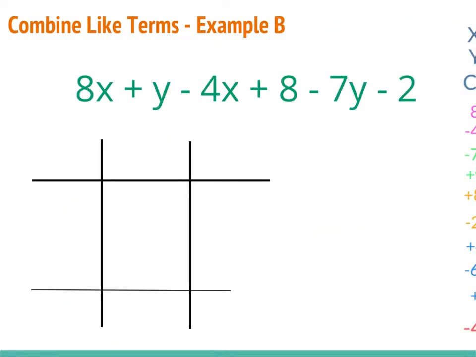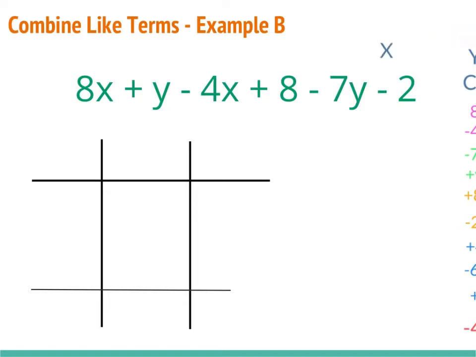So here we are at example B, and it says, again, combine like terms. I've grabbed myself a fancy little chart there that has another section in it. Let's see why I have another section in my chart. So I've got 8x, I've got y, I've got -4x, +8, -7y, and -2. The reason that I have a chart that way now is I've got 8x, that's a variable, and I've got y, that's also a variable, but they are different variables, so I cannot combine them.